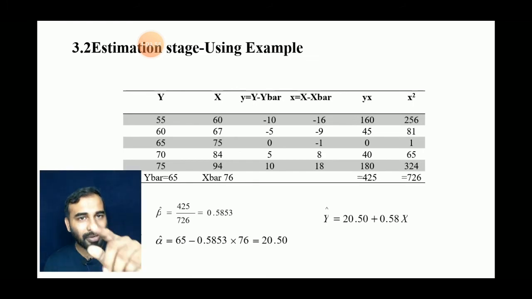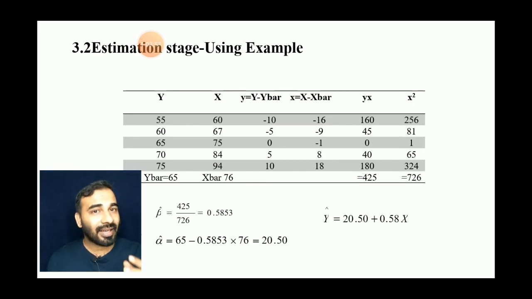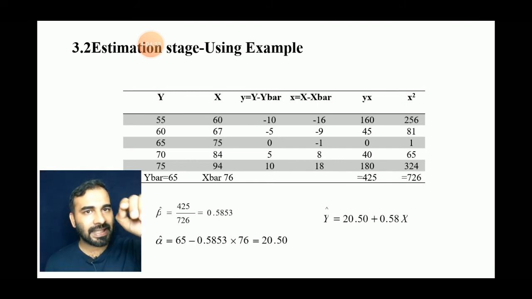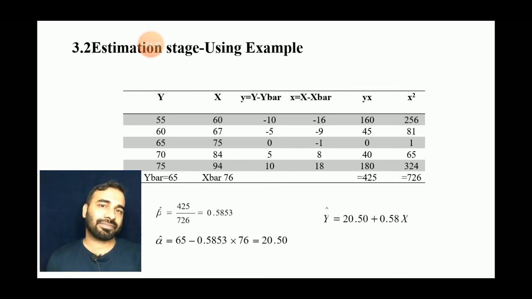Okay, so what is alpha? Alpha means y bar minus your estimated beta value into your x bar. So 65 minus 0.5853 into 76. Okay, so we have got 20.50. So we have estimated the model. How will the model look? Y cap, or y hat. It means that we have estimated this model: y hat equals 20.5 plus 0.58 x.